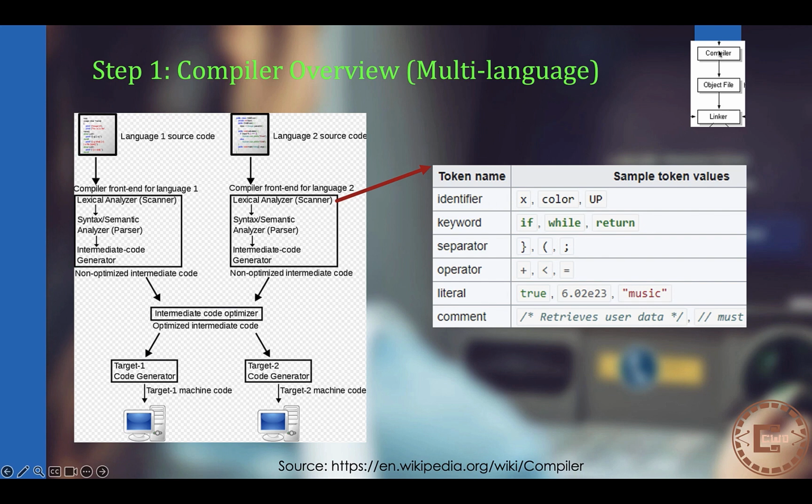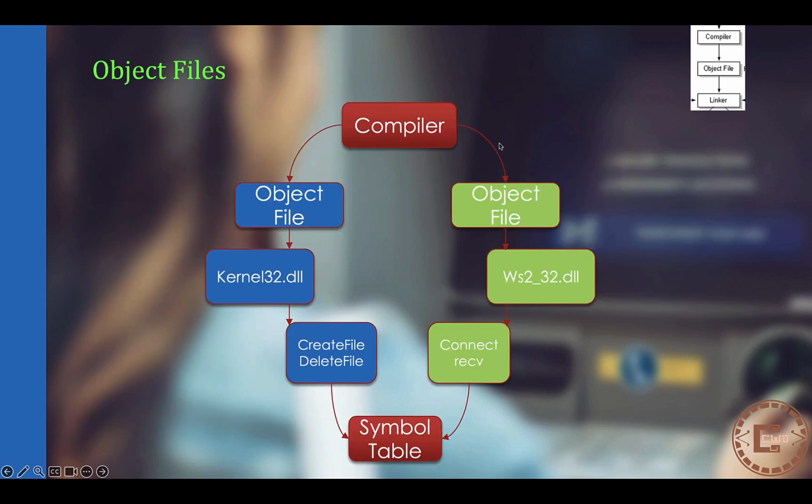After the compiler, it's going to create the object file, and then eventually the linker. Okay, so we're in the compiler side. Let's go to the object file. So the object files, once the compiler does this magic, then it creates different object files. An object file can be, for example, something related to network connectivity, like this WS232DLL, which is for Windows network connectivity. And then this guy has some functions like connect and receive, and those end in something called the symbol table. We're going to see in a second what this symbol table means.